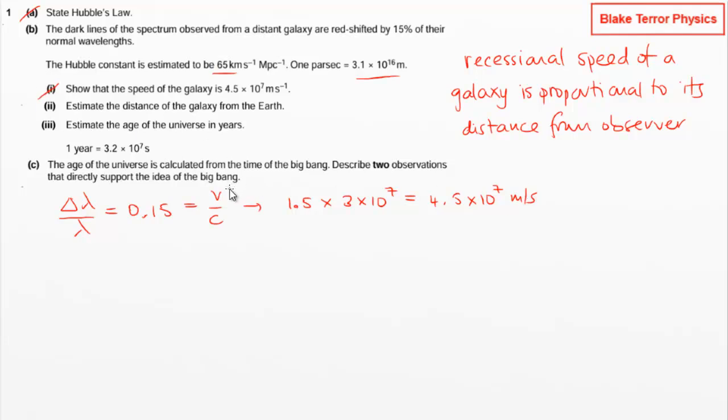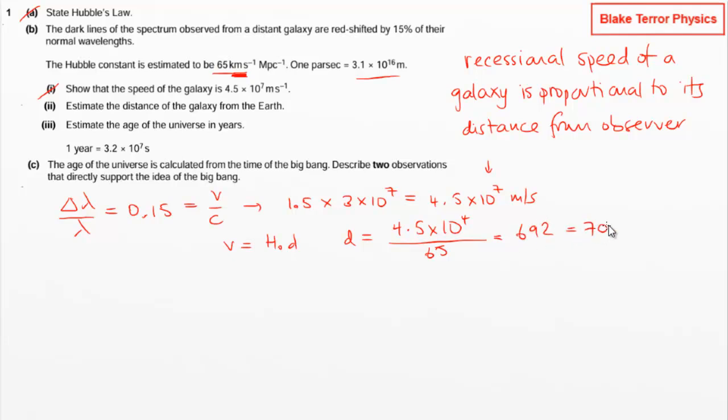Estimate the distance of the galaxy from Earth. Now we can bring in our Hubble's law because V is h0 times d. So d is going to be equal to our V, our 4.5 times, we need to be careful with the units because this is kilometers per second. We want to cancel on this to leave us with megaparsecs. So let's take a 10 to the 3 out of this and make that 10 to the 4. So we've got our V in kilometers per second. And then we need to divide by our Hubble constant of 65. And then that will give us the answer in megaparsecs, which comes out at 692.